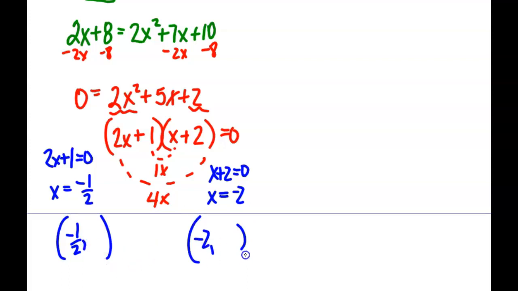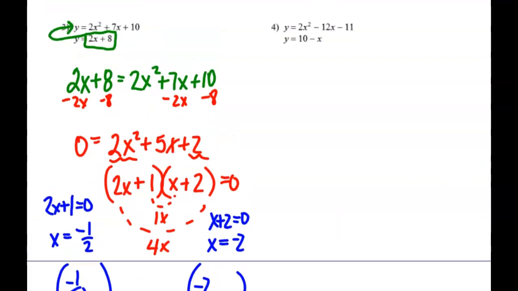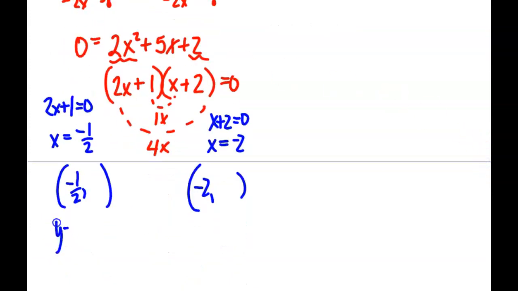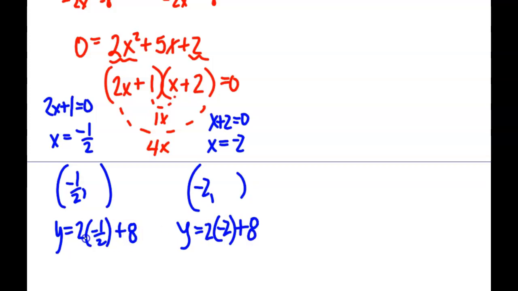So how do we find the y value that goes with each of those? Well, we could plug it into either one of those. It looks easier to me to put it in the second one. Y equals 2x plus 8. Y equals 2 times that x plus 8. Okay, 2 times the -1/2. You could do this all on your calculator, but I'm thinking it's 6.